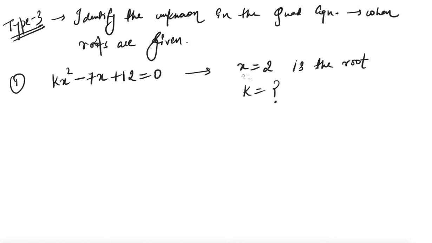Now, you know, as per the definition of root, the value of x for which the given quadratic polynomial is equal to 0. Okay, so I'll just substitute x equals 2 in this equation. What will I get?